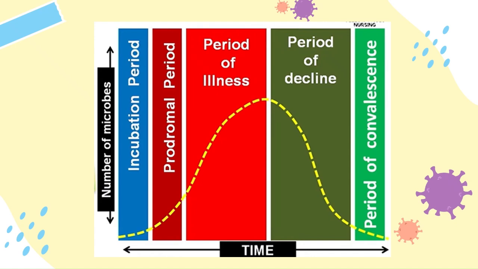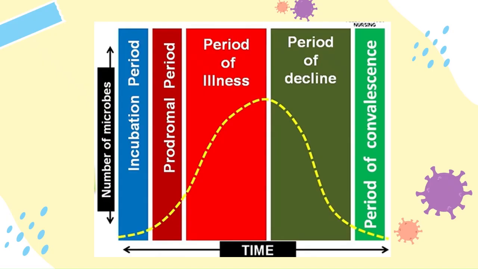Next, period of decline. So this is when your body starts to fight the germs and you begin to feel better. So your fever goes down and your energy starts to come back. Example. So after taking a medicine and resting, you start to recover.